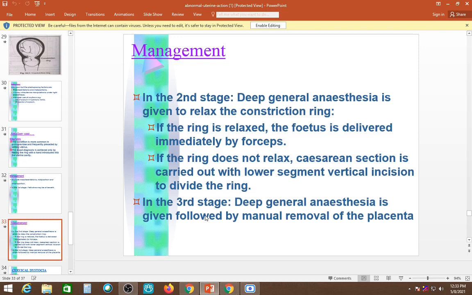Now, if it happens in the third stage, that means the baby is already delivered, but there will be retained placenta. Deep anesthesia will again be given and manual removal of the placenta will be done.